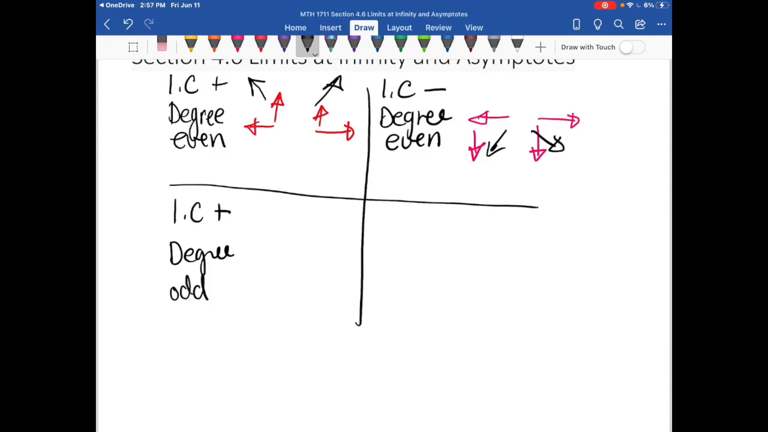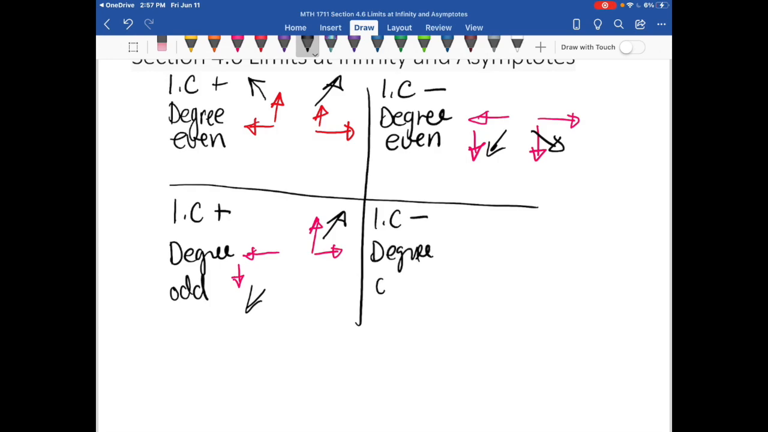Then if we had a leading coefficient that was positive, but the degree of the polynomial was odd, we had that one arrow was going to go down and to the left and the other arrow was going to go up and to the right, which means as x goes to negative infinity, y was going to go to negative infinity. And as x goes to positive infinity, y was going to go to positive infinity.